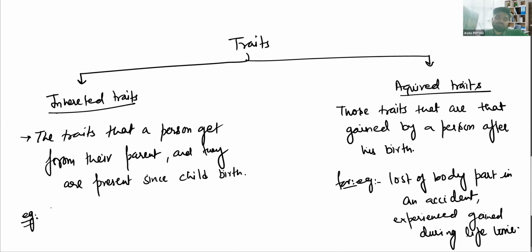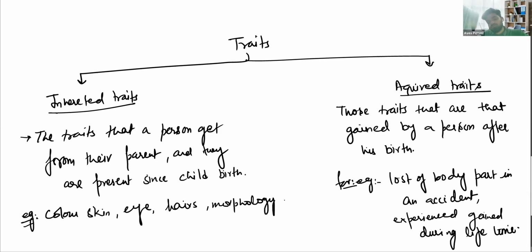And what are inherited traits? Color of skin, eyes, hair, morphology, etc. Note it down.